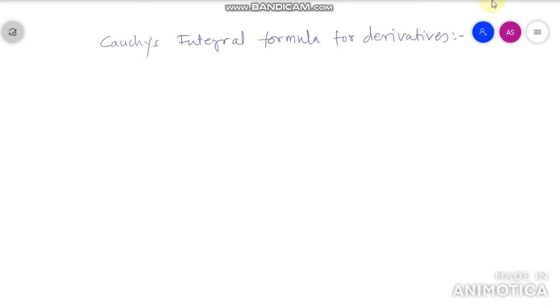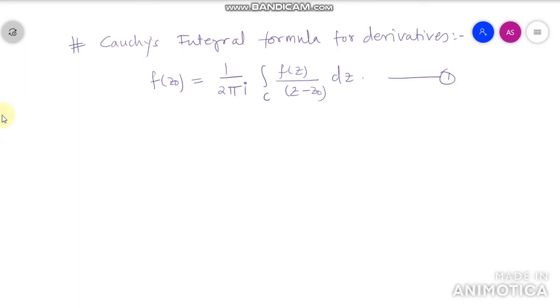If f of z is an analytic function inside and on a closed curve C of a simply connected region R, and if z0 is any point within C, then Cauchy's integral formula is f of z0 equal to 1 upon 2 pi i integral over C f of z divided by z minus z0 dz. This is a very important formula. By using this formula, we are going to see Cauchy's integral formula for further derivatives.